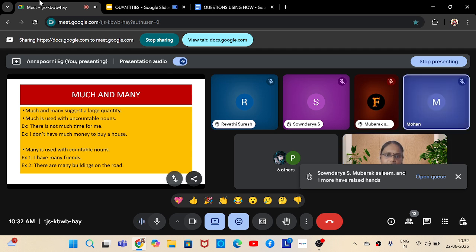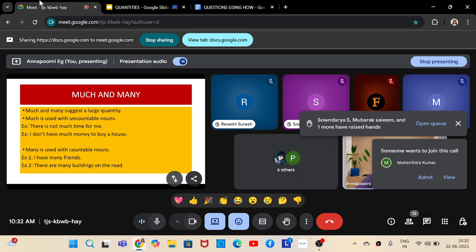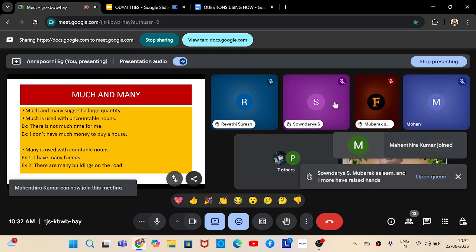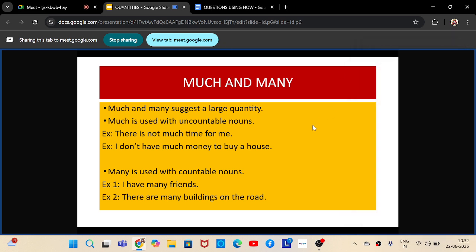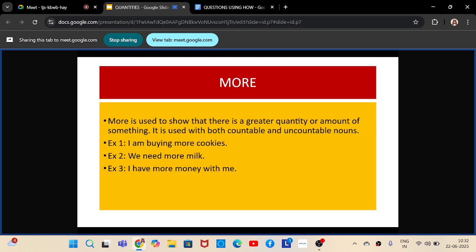For example, if you are standing at a junction and you see a lot of buildings, if you stand patiently and are ready to count, definitely you can count. So we can count the buildings, we can count the number of friends we have. That is why many is used with countable nouns. So much and many, there is nothing much to break your heads over here. It's very easy. Now moving to more.